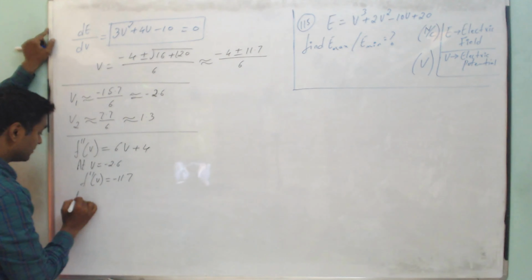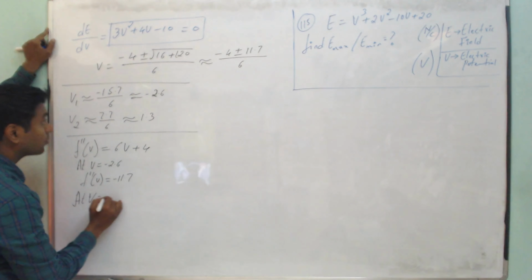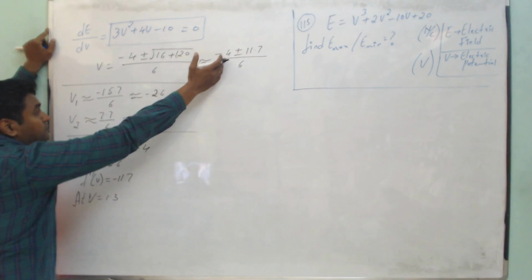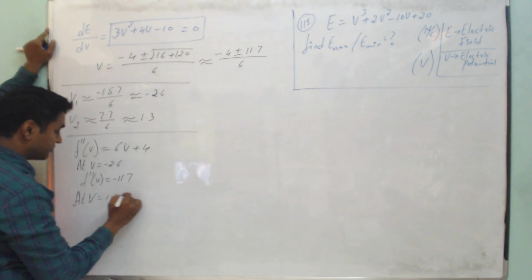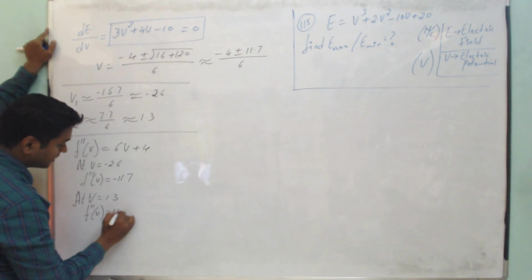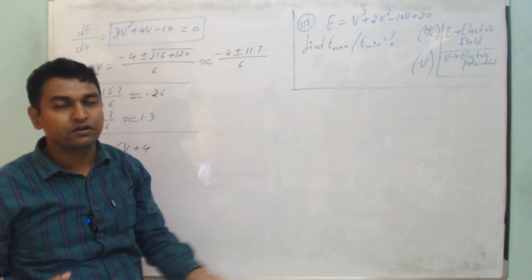And at v is equal to 1.3, 7.7 plus 4 is again 11.7. So I really don't have to do much of mathematics here because I'm getting the determinant value directly.